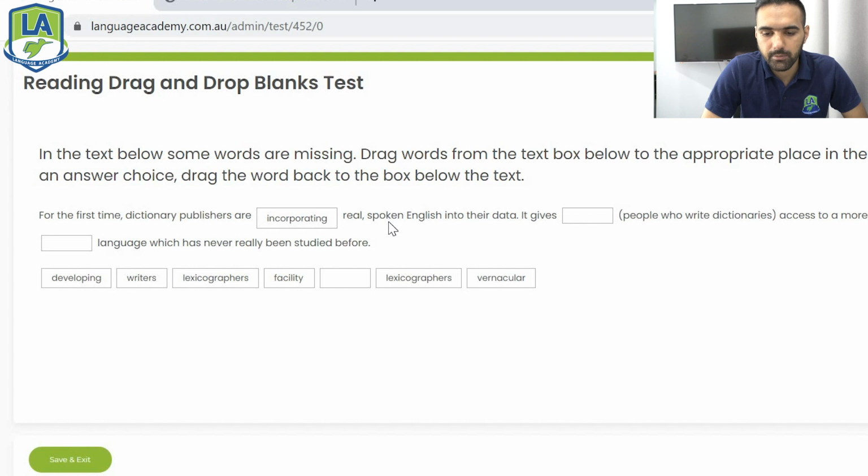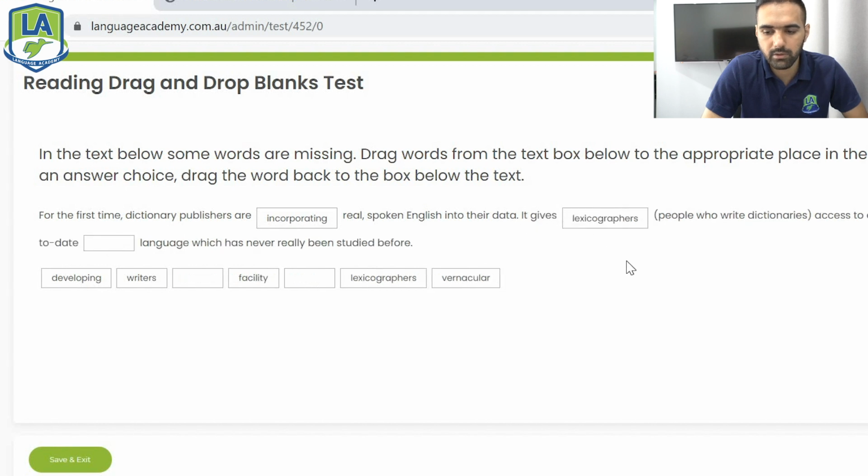It gives dash brackets people who write dictionaries. For people who write dictionaries, first of all, we have got people, which means we'll use a word which is plural over here. How many plural words do we have? Writers and lexicographers. Writers is not the right term for people who are writing a dictionary. The proper term is lexicographers. Even if you are not sure, you should be able to eliminate it, because if I'm writing an essay or a poem, I am a writer as well. Or writing a story, I am a writer as well, but I'm not a person who is writing a dictionary. So the particular term will be lexicographers.